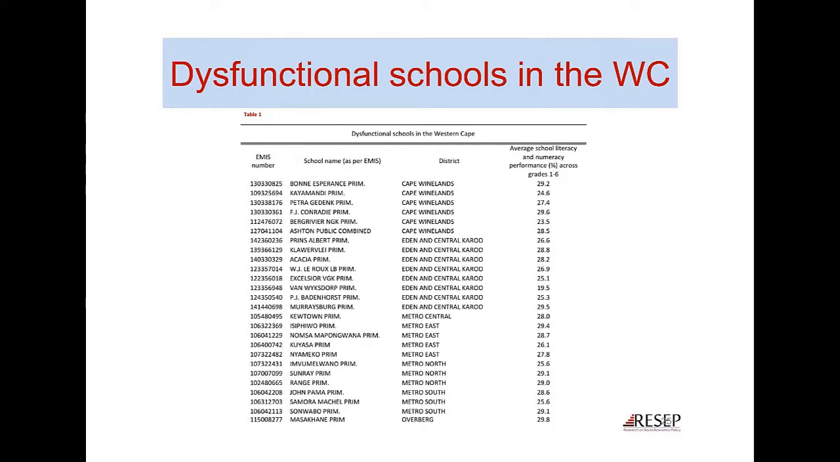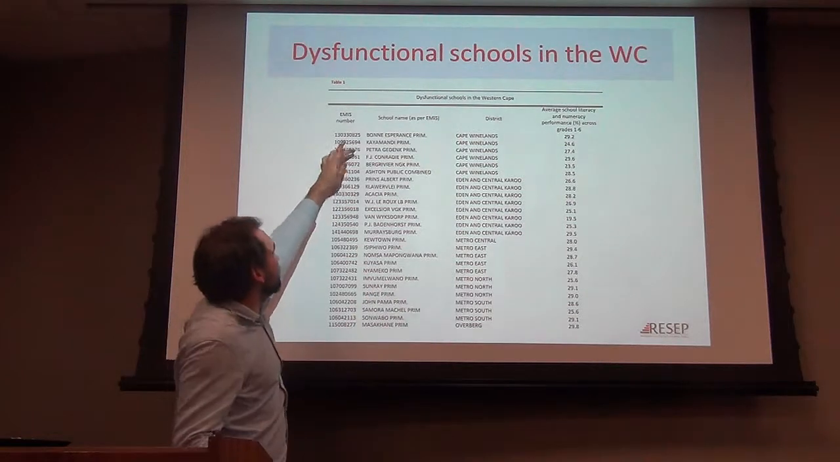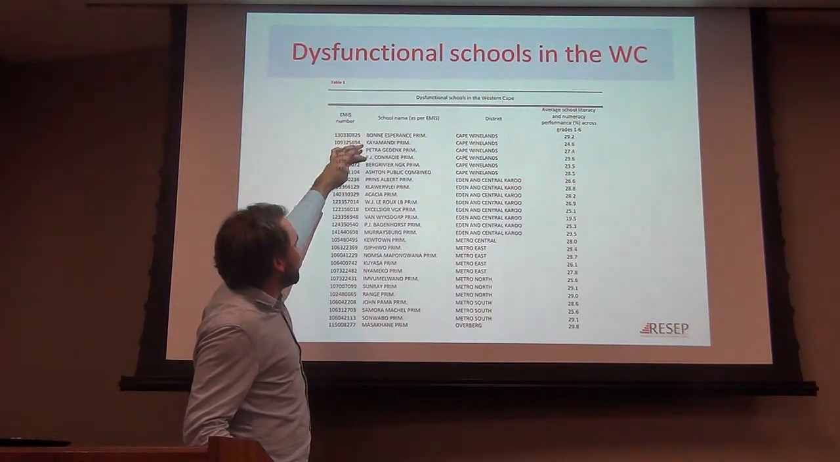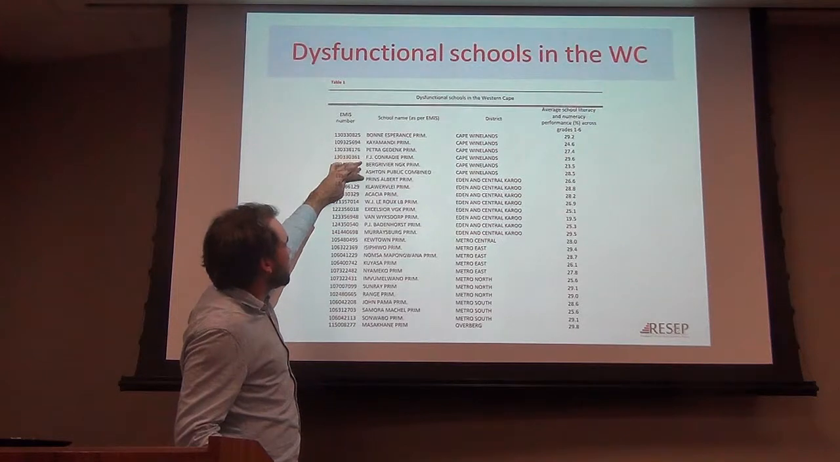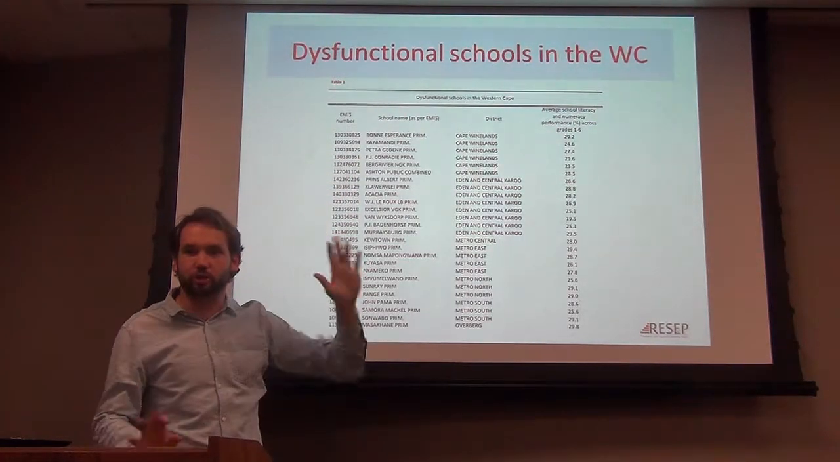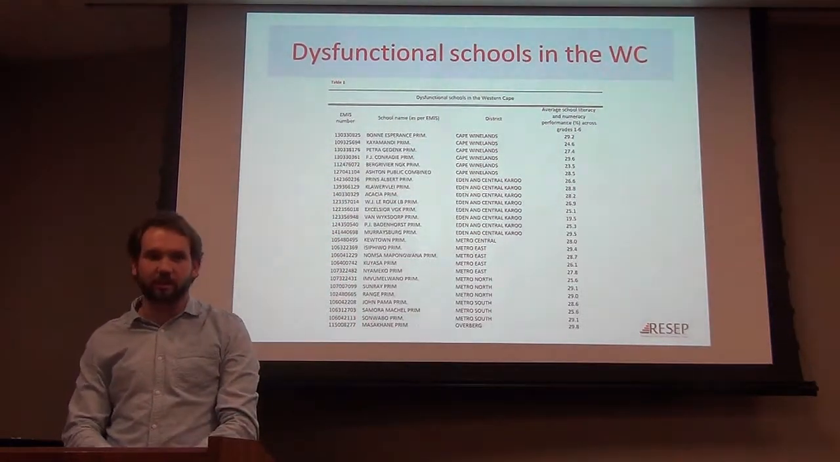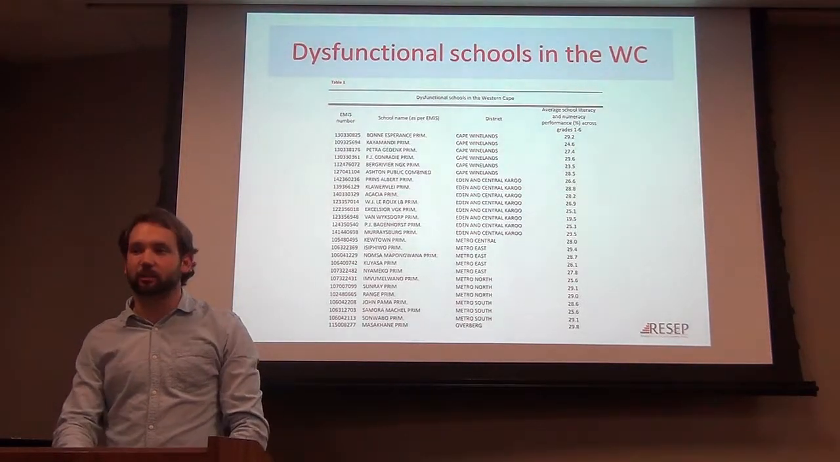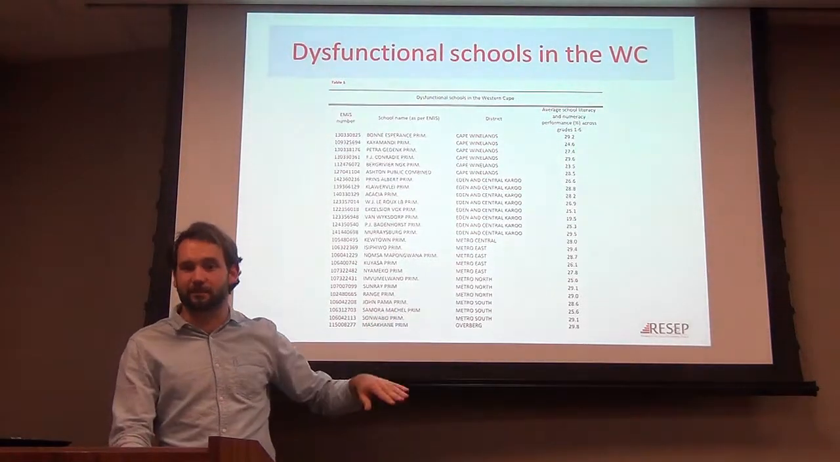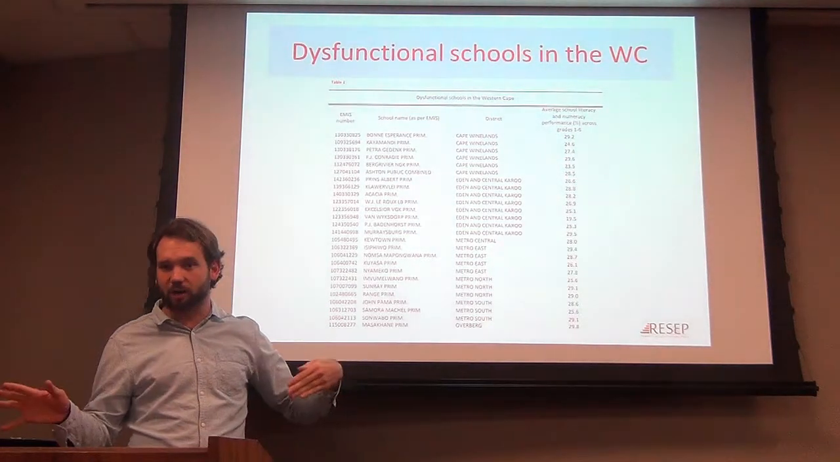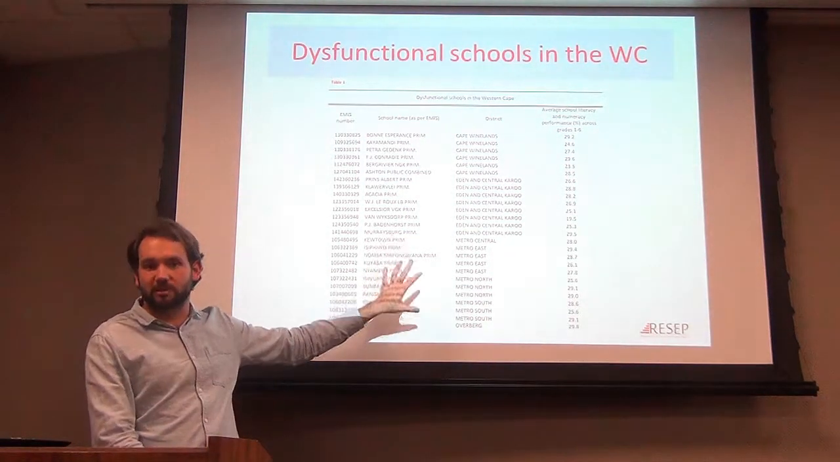I didn't list the KZN one because I think there were about 270 and so you can't see what's going on. But the point is that, for example, if you were the Cape Winelands district official, this is very helpful for you. Because now you know of the 70 schools in your district, Bonnie Esperance, Kaimandi, Petra Gedeng, FJ Conradi, Bergrivier, and Ashton Public are the schools performing the worst on the annual national assessments. If you were in the Western Cape, you wouldn't actually use this. You would use the systemics because they're externally marked. But the point is that other provinces could do the same thing.